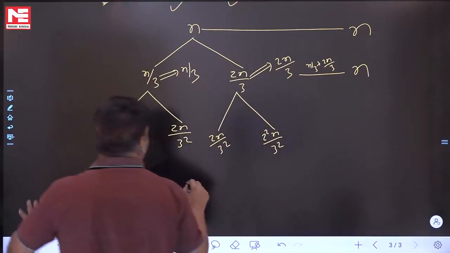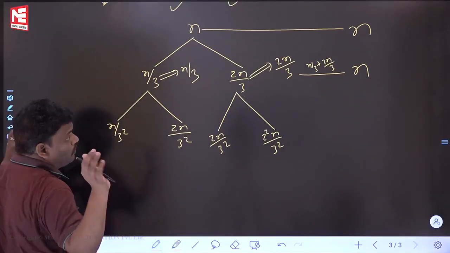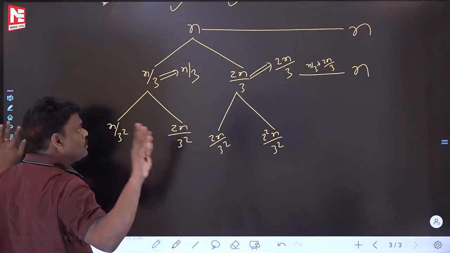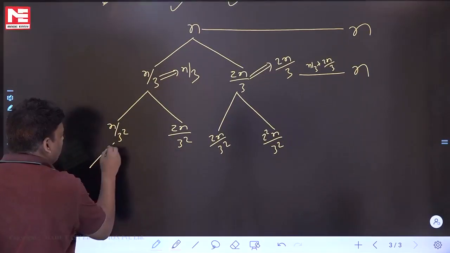To get more clarity, let me go for one more round. 2 rounds I have done, you know very well. 3 rounds you have to do. In the substitution method, this one is the same. There also 3 rounds, here also 3 rounds. Let me do one more round. N/3 square is there.